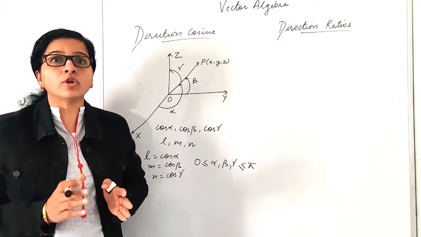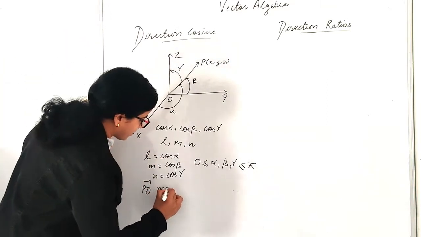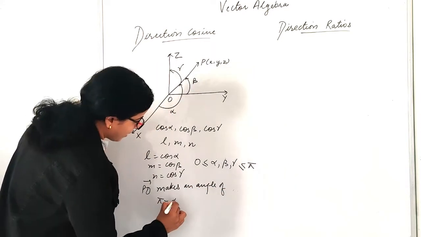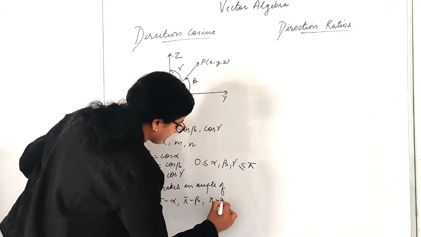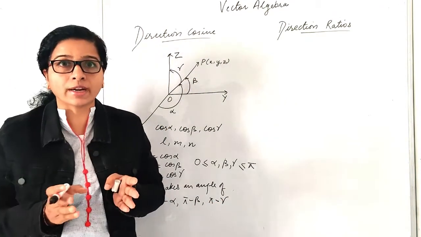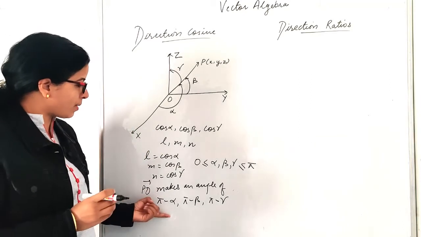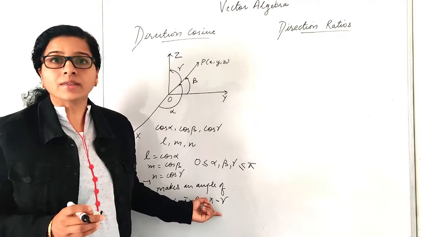If we are talking about PO vector, it makes angles of pi minus alpha, pi minus beta and pi minus gamma. So if I am talking about the direction cosines of PO vector, they will be cos of pi minus alpha, cos of pi minus beta and cos of pi minus gamma.